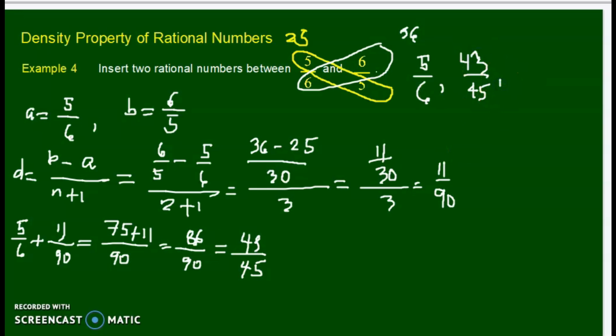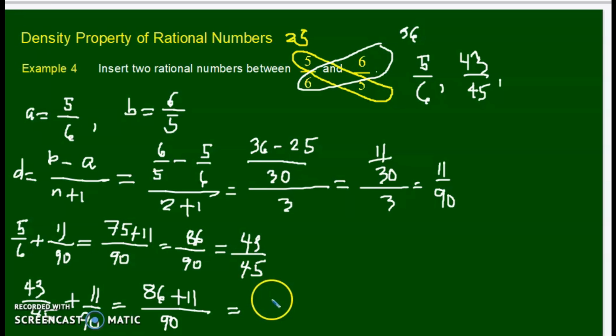Okay? Then, sunod. 43 over 45 will be added to 11 over 90 ulit. So, LCD natin is 90. Divided by 45 is 2 times 43 is 86 plus 11. And when we add 11 to 86, makukuha natin ay 97 over 90. So, yun yung pangatlo sa order o yung pangalawang nawawalang rational number.